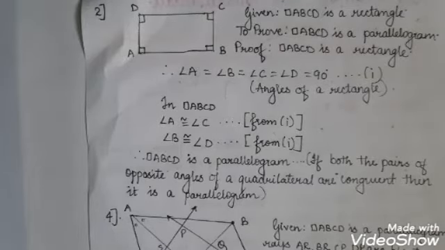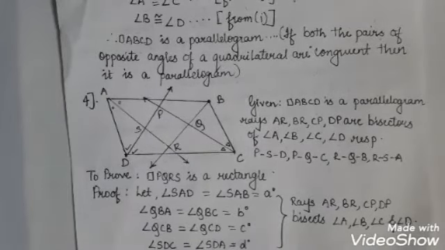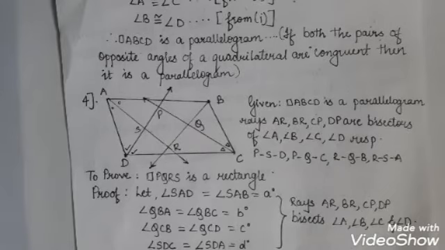Now prove that the quadrilateral formed by the intersection of the angle bisectors of all angles of a parallelogram is a rectangle. I have to prove that PQRS is a rectangle. What is given? ABCD is a parallelogram, which is given to you.